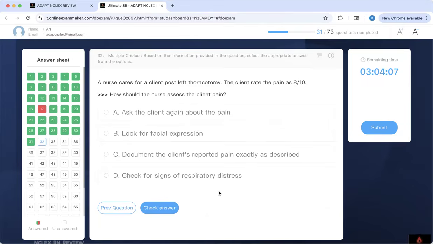Ask the client again about their pain? You don't believe them? Look for facial expression? Do you believe them? Document the client's reported pain exactly as described. Check for signs of what? Respiratory distress. Test-taking strategy.